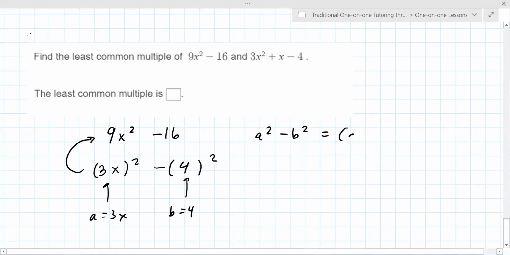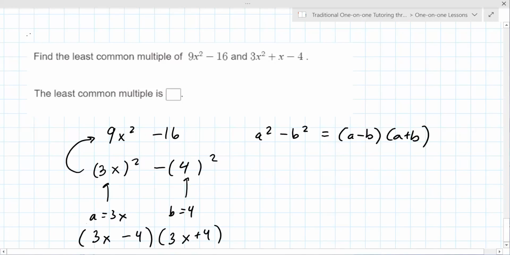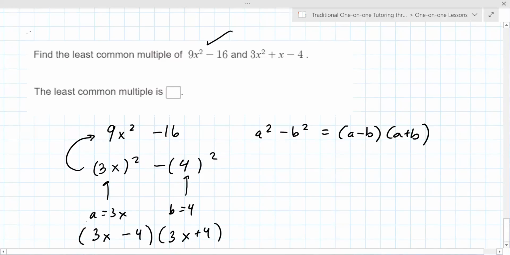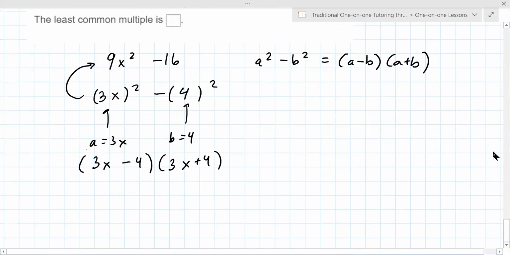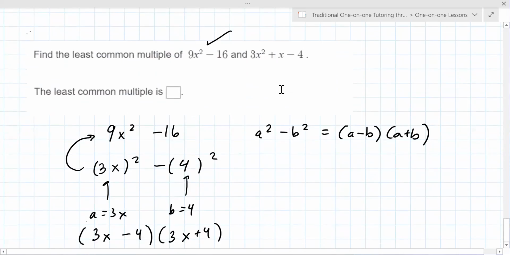So a squared minus b squared always becomes a minus b, a plus b. And once you know your a and your b, you just literally write them together: 3x minus 4, 3x plus 4. Okay, and that takes care of that first one. The one on the right here, we're going to use a guess and check approach.